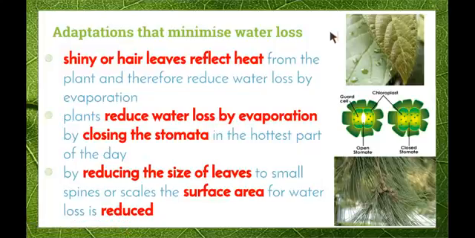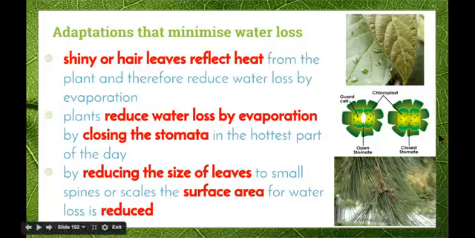It's your job to take that a little bit further and try to find some specific Australian plants that do each of these things. So one adaptation is that plants have shiny or hairy leaves that help reflect the heat from the plant and therefore reduce water loss by evaporation. As we can see here, there's tiny little hairs on the surface of this leaf, which will help to reflect the heat and therefore help reduce the water loss by evaporation.